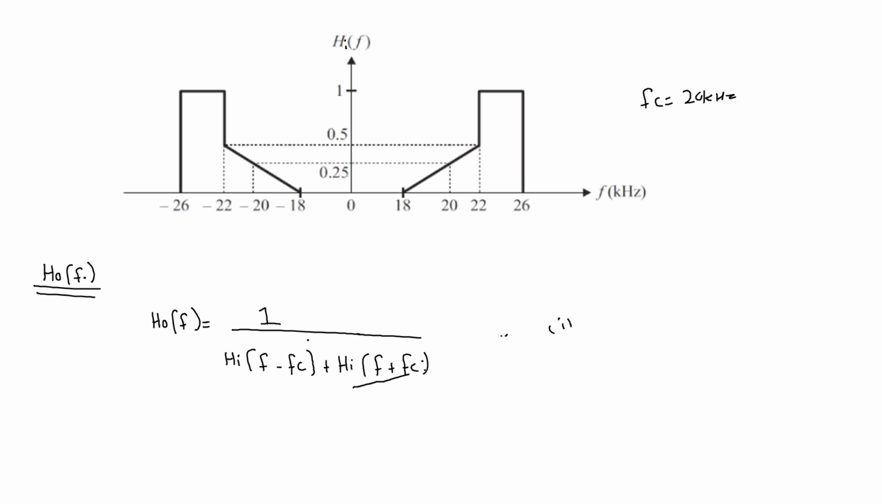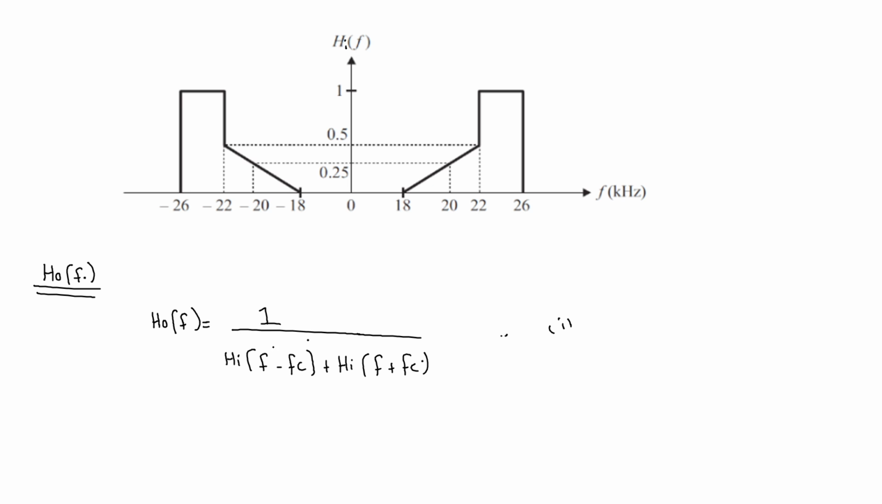First, we need to find Hi of f plus Fc, then we need to find Hi of f minus Fc, and then because we have a plus over here, we are going to take the combined effect. And finally, in the 4th step, we are going to divide this by 1, and we are going to find the frequency response of H naught of f.